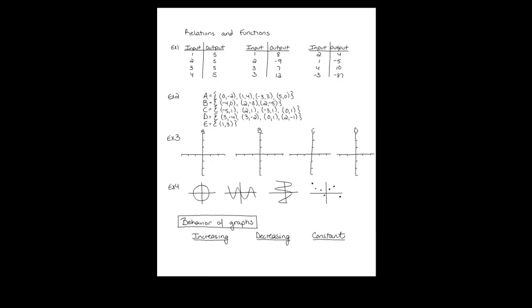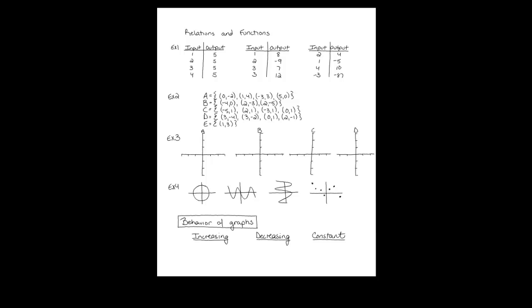In this section, we will be working with relations and functions. Now, the definitions of these terms are given at the top of your page, and these are two definitions that you really do need to know. You need to remember these. A relation is any set of input-output ordered pairs. A function is a special type of relation in which every input value is paired with exactly one output value.